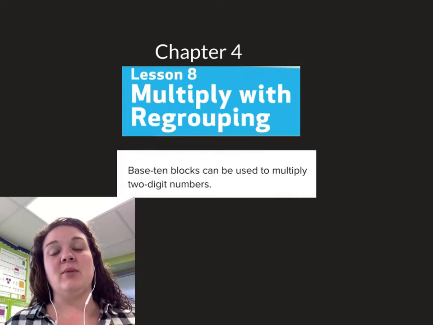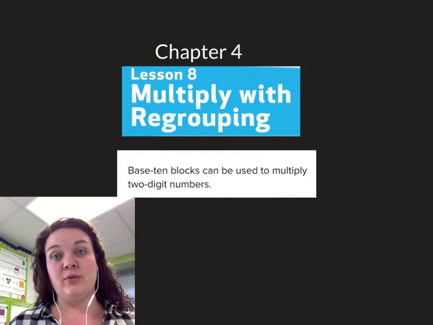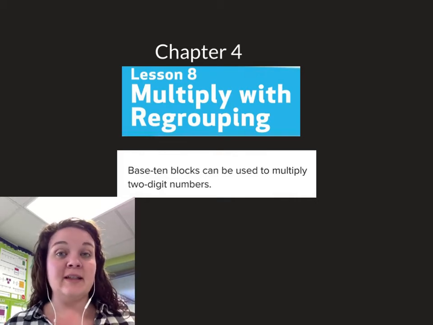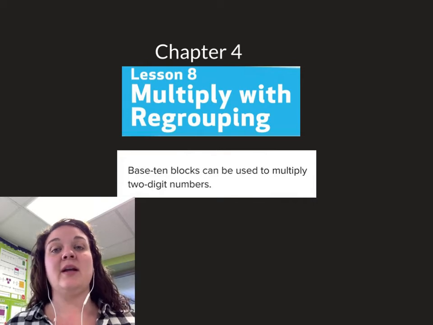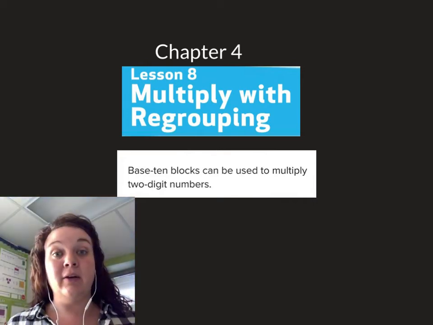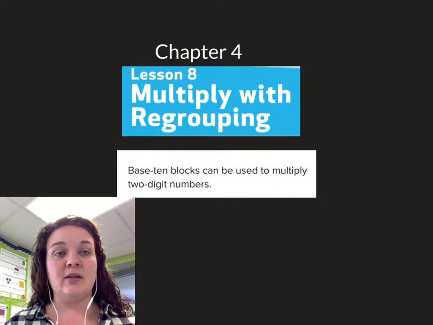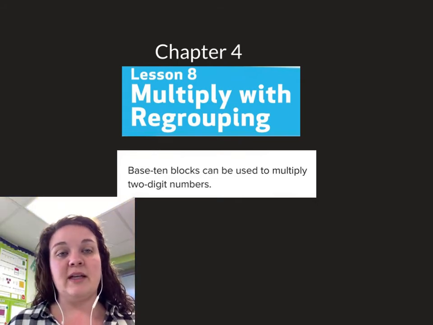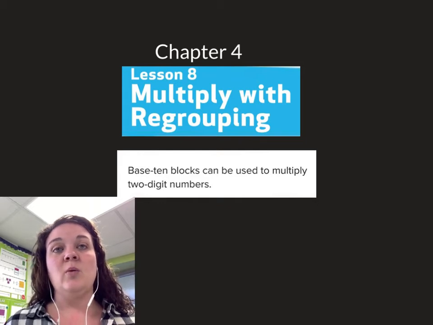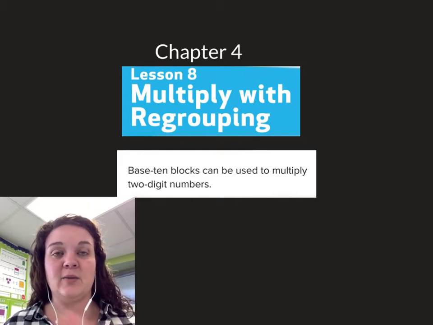Today we're going to be talking about multiplying with regrouping. Now we've already done that with base 10 blocks, so today we're going to look at it more numerically, which means with numbers. It does say here, base 10 blocks can be used to multiply two-digit numbers, but we're going to try to get away from that a little bit. So let's get started.